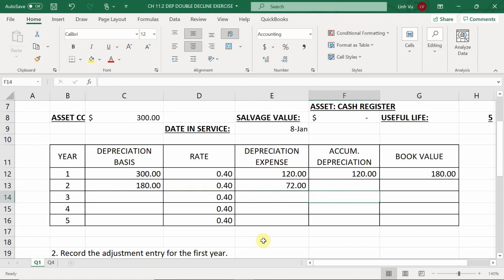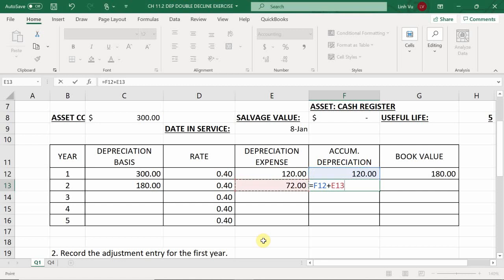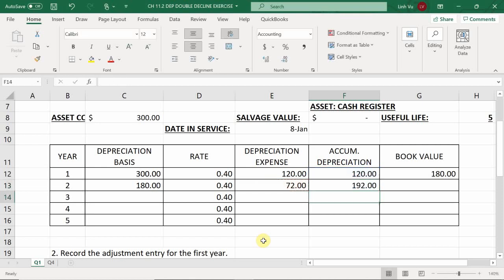So what is going to be my new accumulated depreciation? Because now we actually have a beginning balance, or a previous balance. $192. 192, right? So therefore, what should be my book value at the end of year 2?